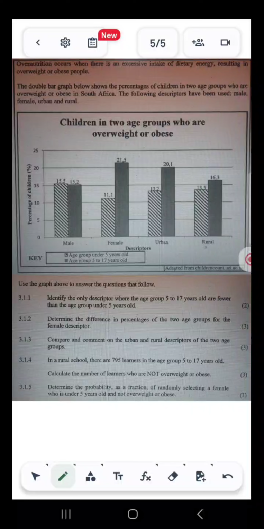Okay, now let's look at our table, in the title. Every table should have a title. Children in two age groups who are overweight or obese. Then here they tell us percentage of the children. Then here they say male, female, urban, and rural. So we start with the males, and then they tell us about the age groups they are talking about: age group under 5 years and age group 5 to 17 years. So this line is under 5, this solid is between 5 and 17. So take all the children please.